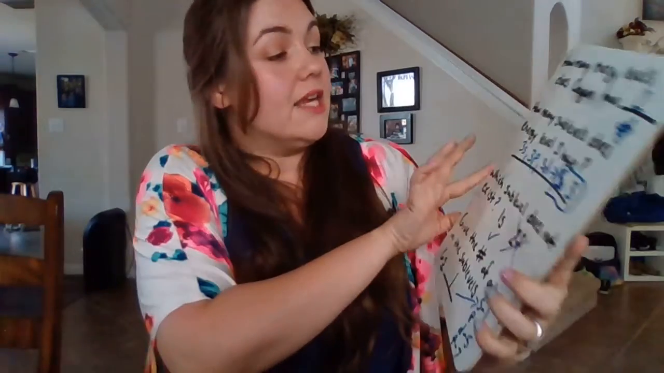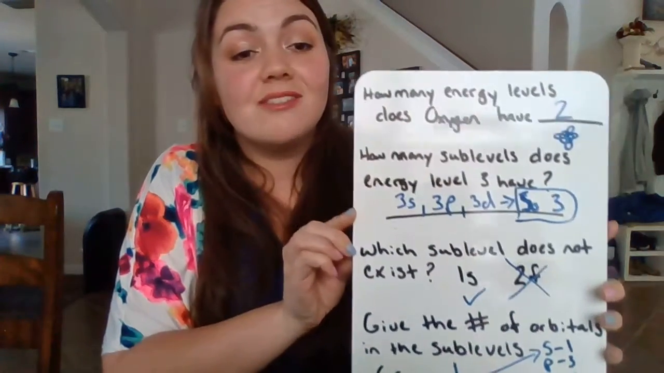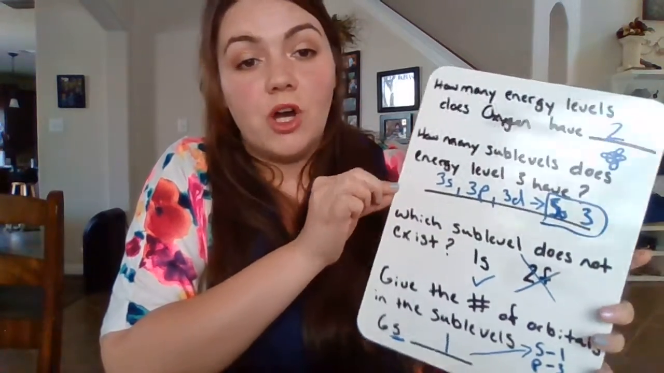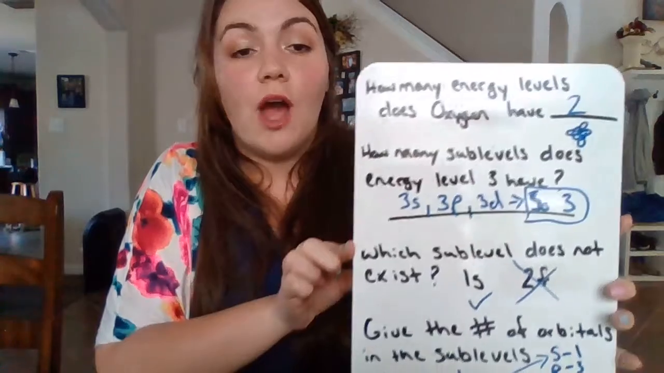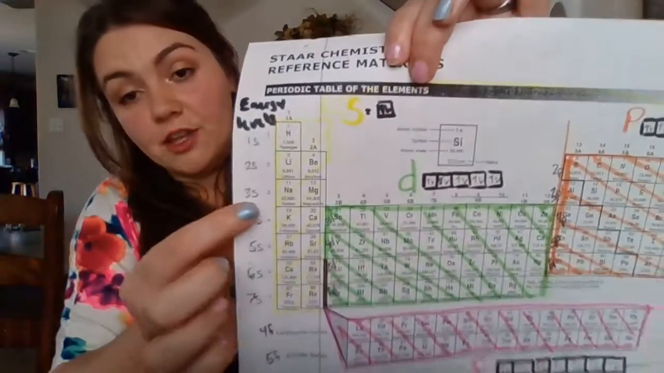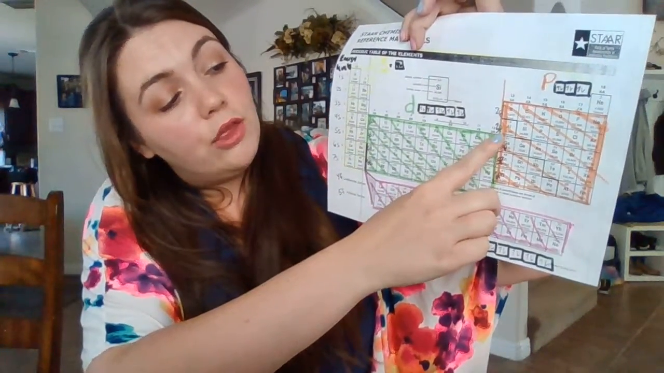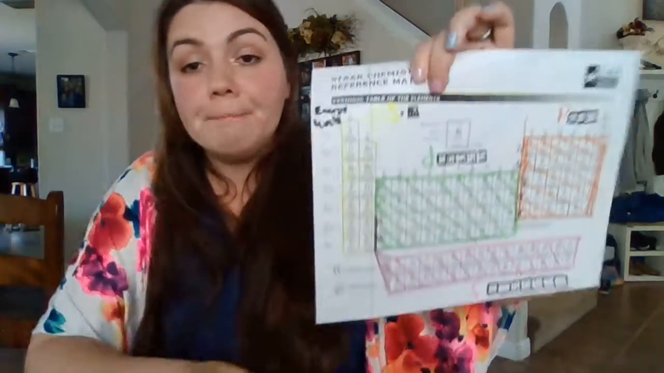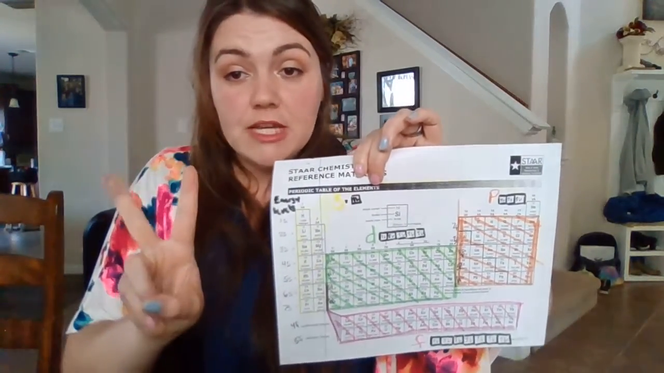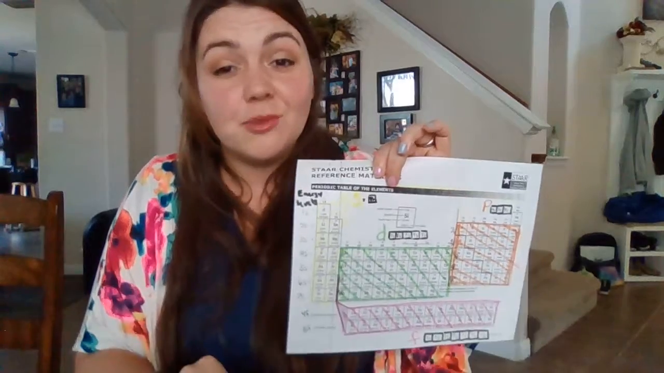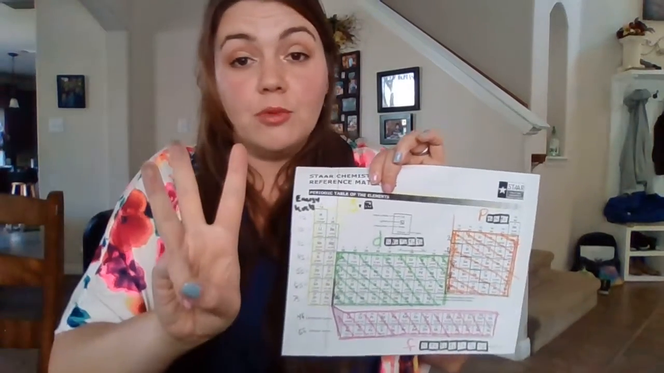Now, how many sublevels does an energy level have? How many sublevels something has depends on what energy level it's on. So let's say it's energy level 3. How many sublevels does energy level 3 have? Well, energy level 3 has a 3s, a 3p, and a 3d. So it has a 3s, a 3d, and a 3p. So whatever number energy level you're on, that's how many sublevels it has. So energy level 3 has 3 sublevels.